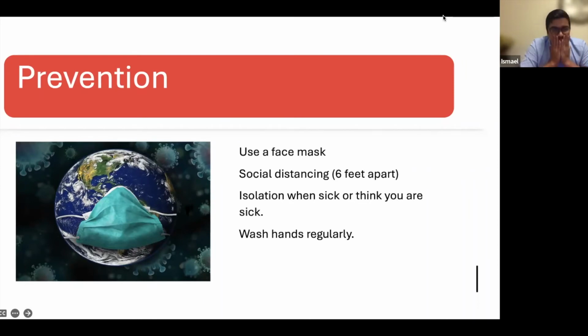When we talk about prevention and how we can prevent coronavirus 19, there are many different opinions because there are people that say this, there are people that say these other things. Well, we can all agree that we have to use a face mask. That is very important. Second, we have to keep social distancing, at least 6 feet apart. Third, isolation when sick or think you are sick. And four, wash hands regularly. And this is very, very important.